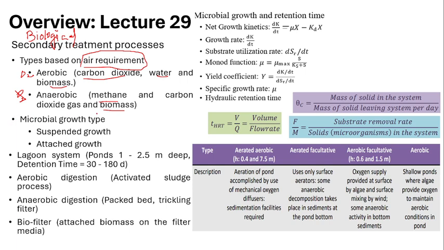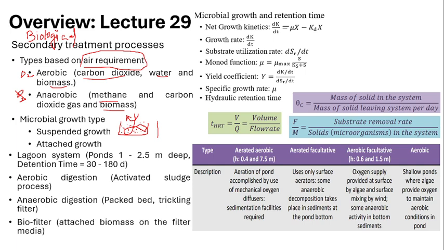Next is the microbial growth rate. Since it uses many microorganisms, the growth of the microorganisms is again classified. It can be a suspended growth or an attached growth. If you see, we are using an impeller. So this tank is continuously mixed. So the microorganisms will also be suspended in this water, right? They will also be floating. Whenever the reaction happens, this is a suspended growth process.